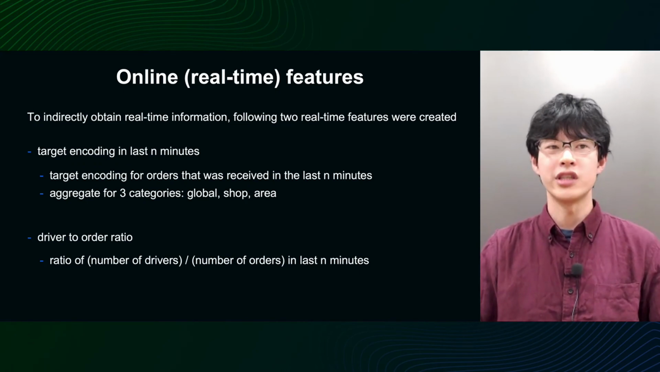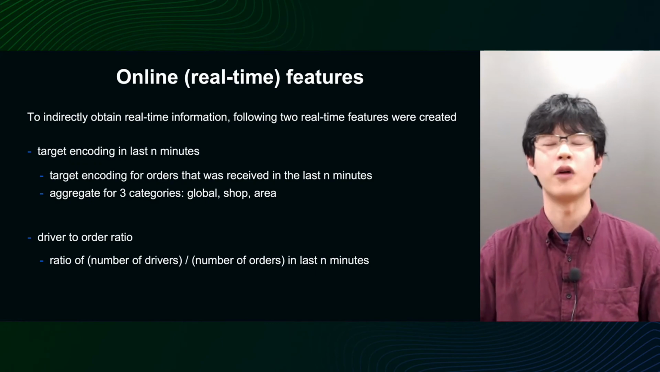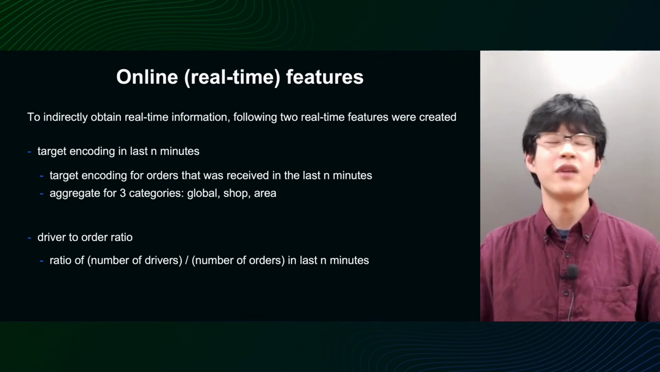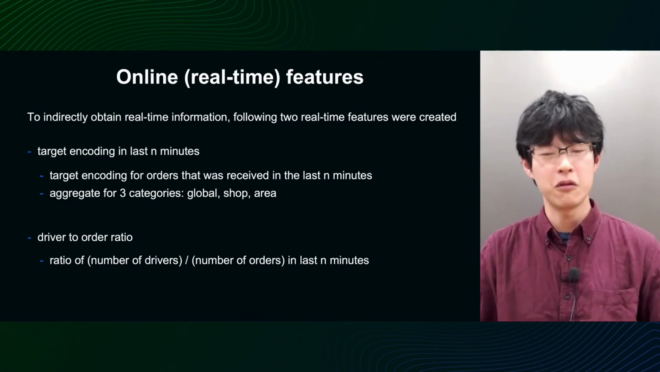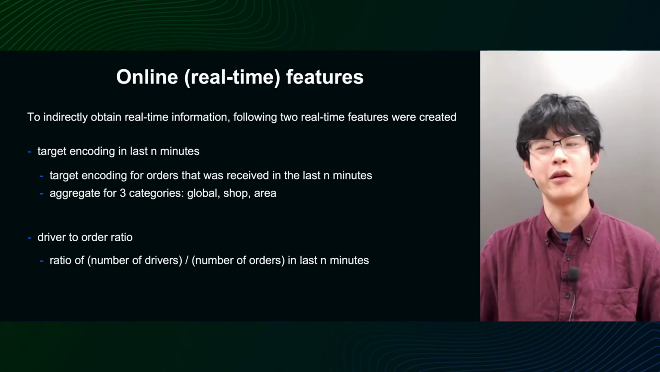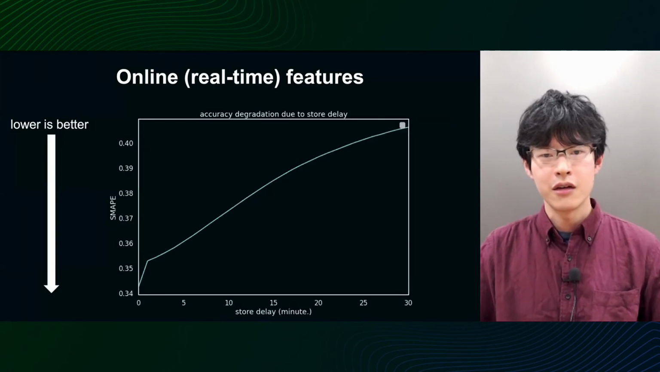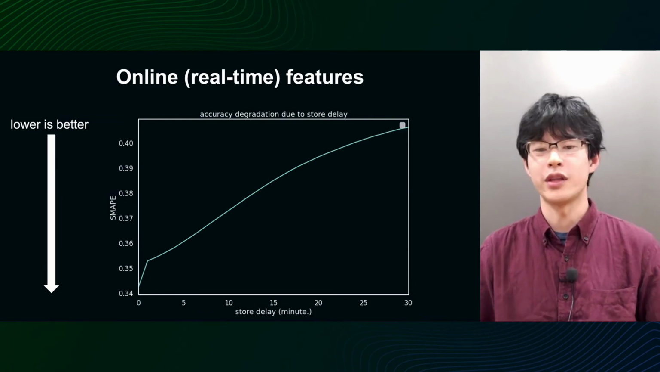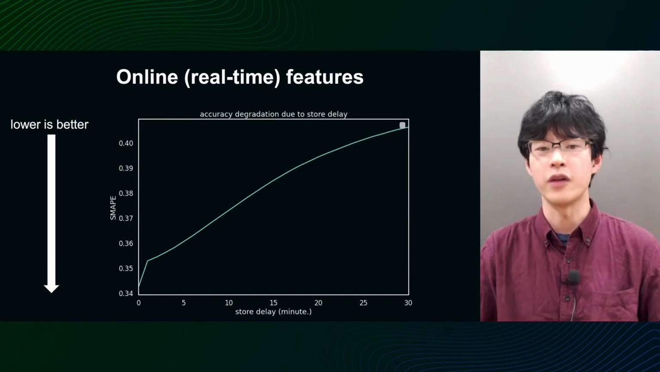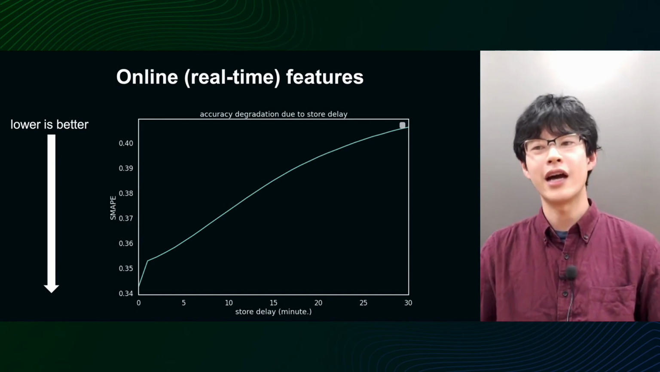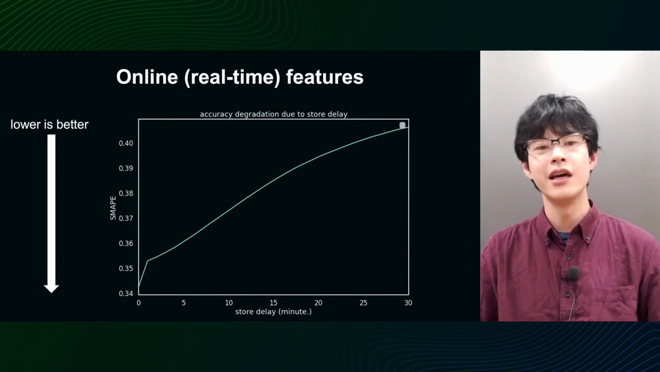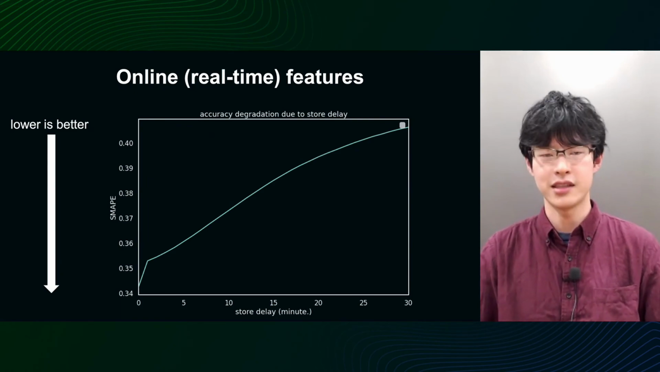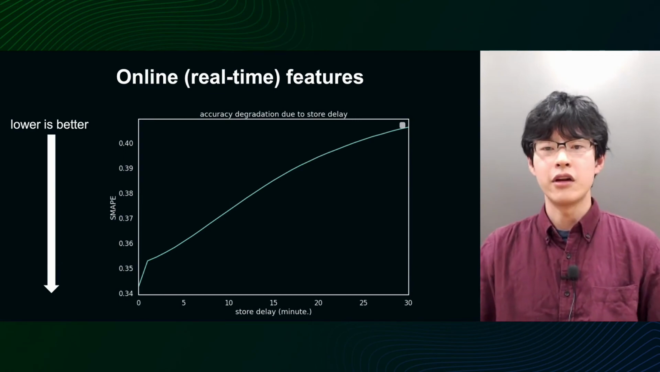Now, it is possible that the aggregation of features that should be aggregated and passed on in real time will be delayed to some extent before applying to the production environment. We conducted an experiment to see how much delay is acceptable for features that should normally be in real time. The result is shown in this graph. The horizontal axis represents the delay and the vertical axis represents the accuracy. This is called SMAPE, an indicator of prediction error.